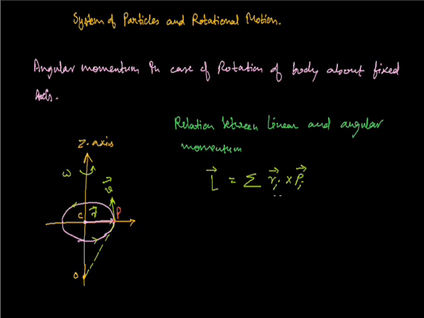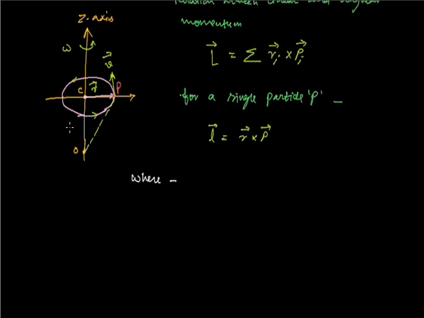Now see here, for a single particle P, its angular momentum small l is equal to the cross product of its position vector and its linear momentum, where R is denoted as the vector OP, which is equal to the sum of vectors OC and Cp, where Cp is equal to vector R1.